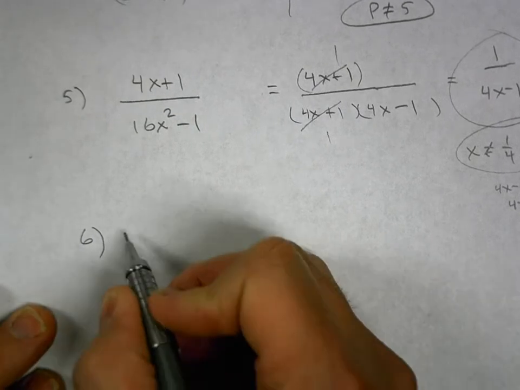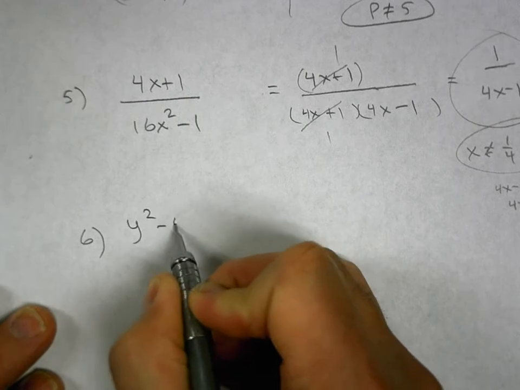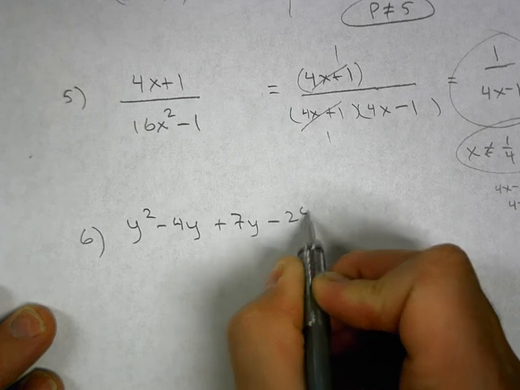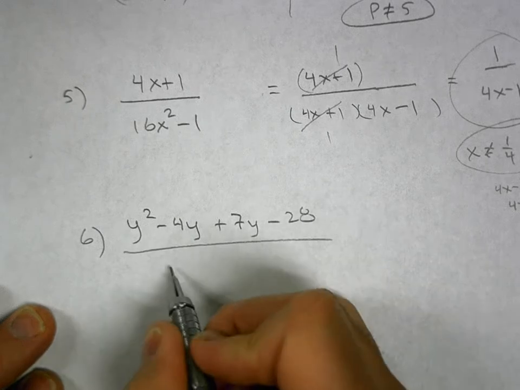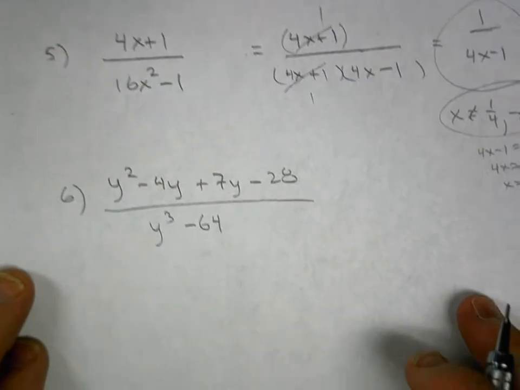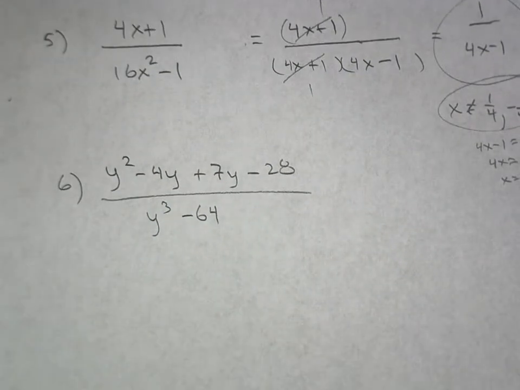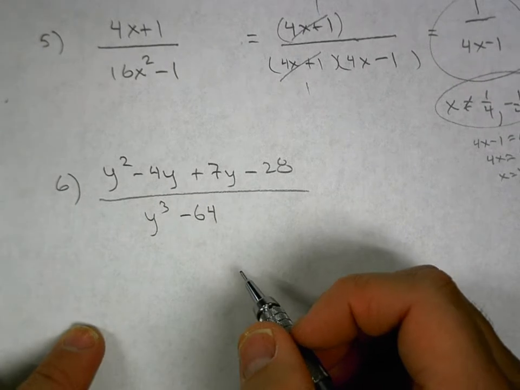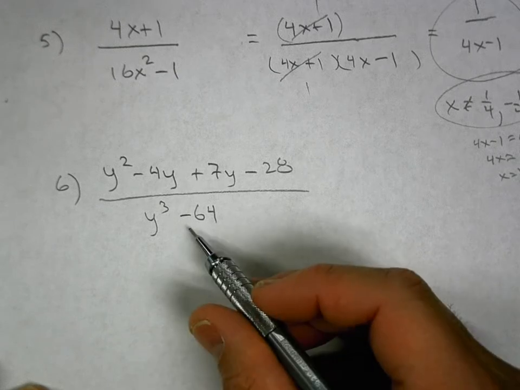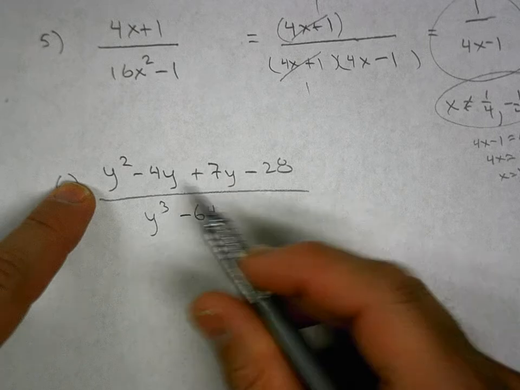Okay. Y squared minus 4y plus 7y minus 28 over y cubed minus 64. So we got 3 more here. I know these notes are a little bit long, but 3 more, 6, 7, and 8. Okay, so we need to reduce this fraction. So let's factor by grouping, 2 and 2, 2 and 2.